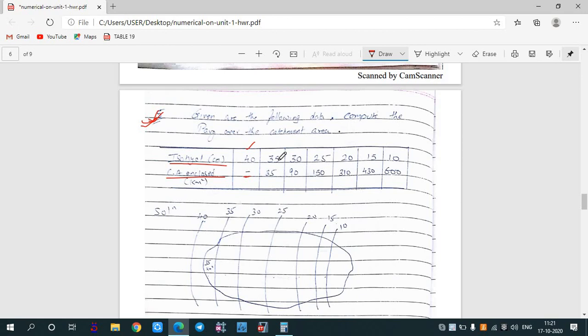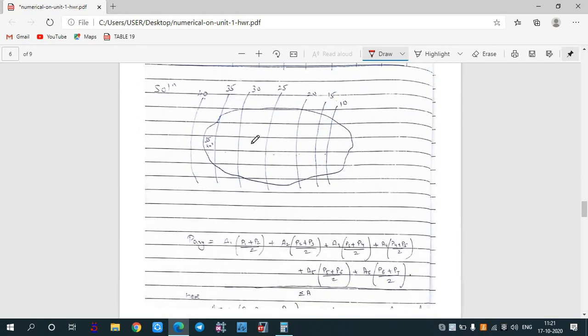The second value is 35, the catchment area is 35 kilometers square. Next value is 30 centimeter, the catchment area is 90. Then it is 25, the catchment area is 150 kilometers square. Isohyetal is 20, catchment area is 310. Isohyetal value is 15, the catchment area is 430. The last value is 10 centimeter, and the catchment area is 600 kilometer square.